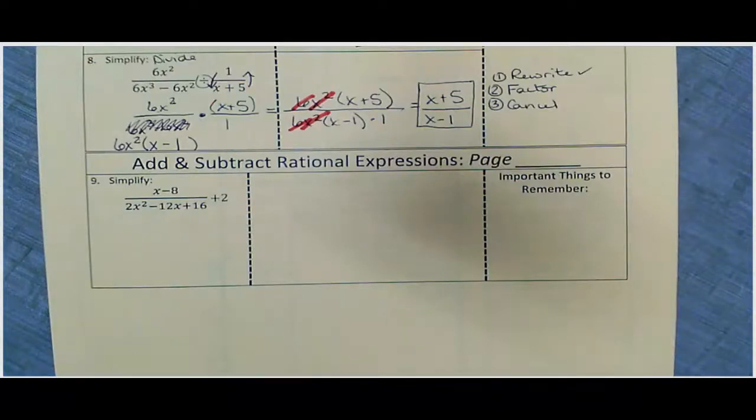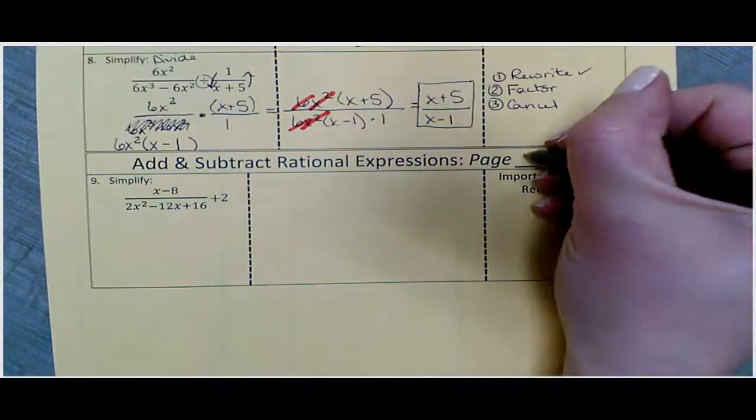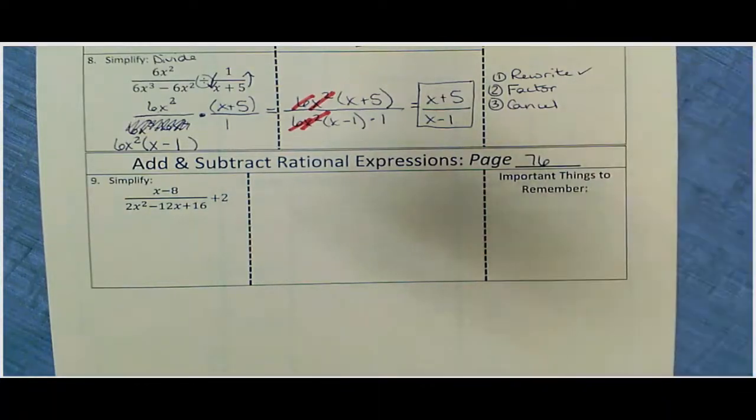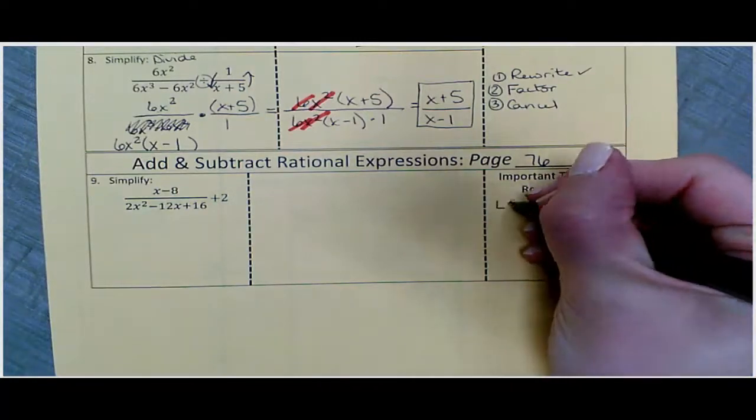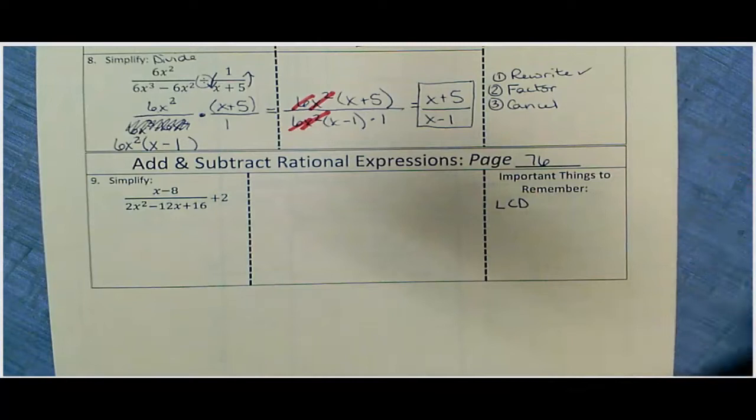Adding and subtracting rational expressions is the 6-3b notes. They should go on page 76 of your notebook. There are several steps here. We do need to factor everything completely before we move on, but the most important thing we need to do is determine a least common denominator.